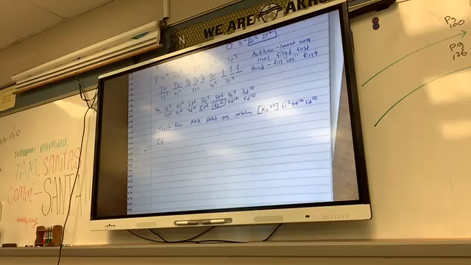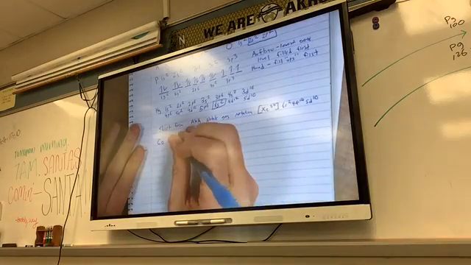When you're doing an orbital box diagram, you have to do every energy level involved in it.